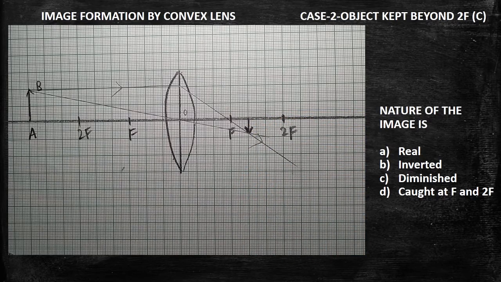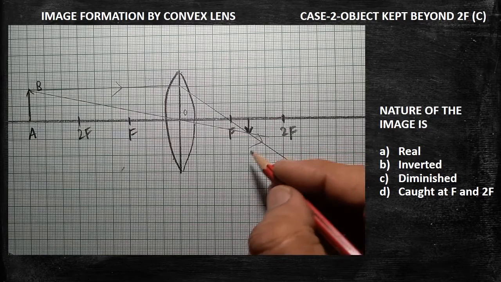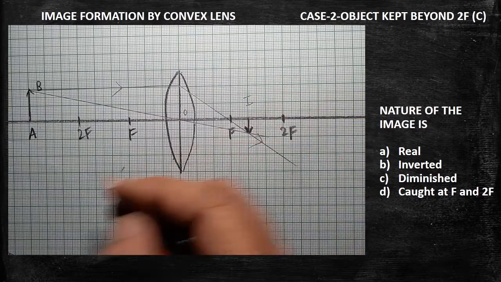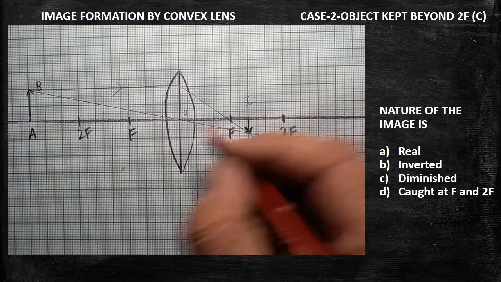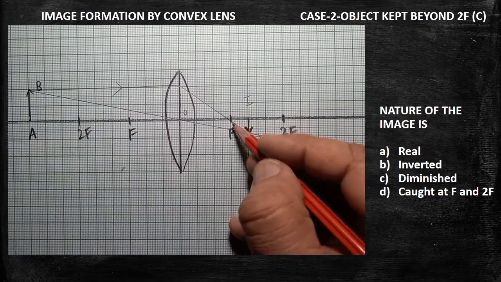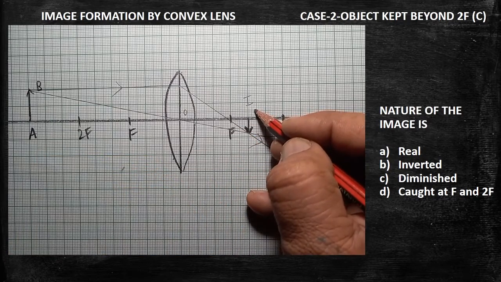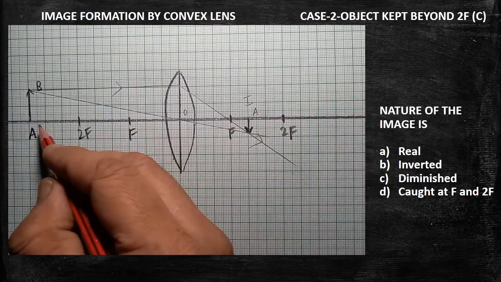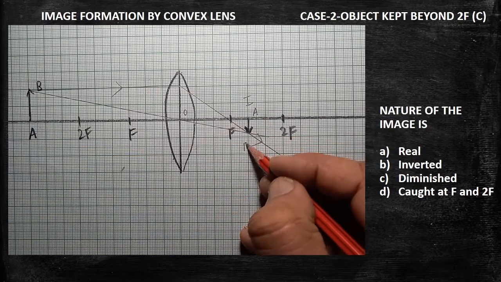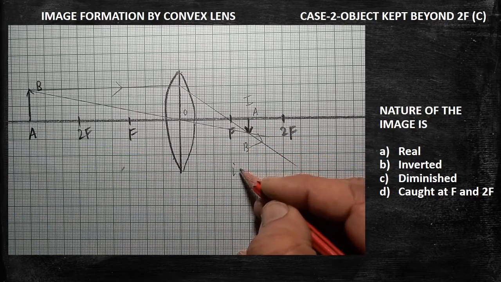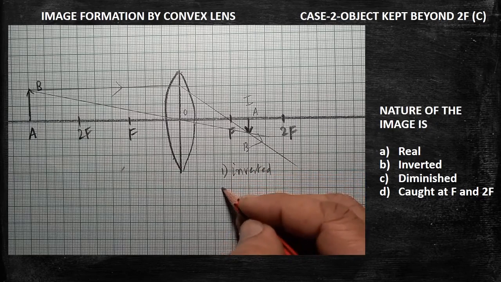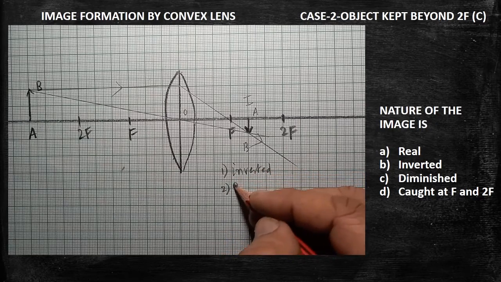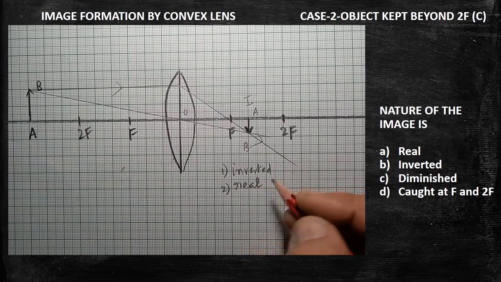So look at the size of the image. The size of the image is too small. Therefore this is the image. Here if it is read as AB, here AB is drawn. Here this is to be taken as the upper one, so the bottom portion is to be taken as A, this one is B. Now you are getting an inverted image. Inverted. Inverted image. And it can be caught on the screen. Therefore it is called real.